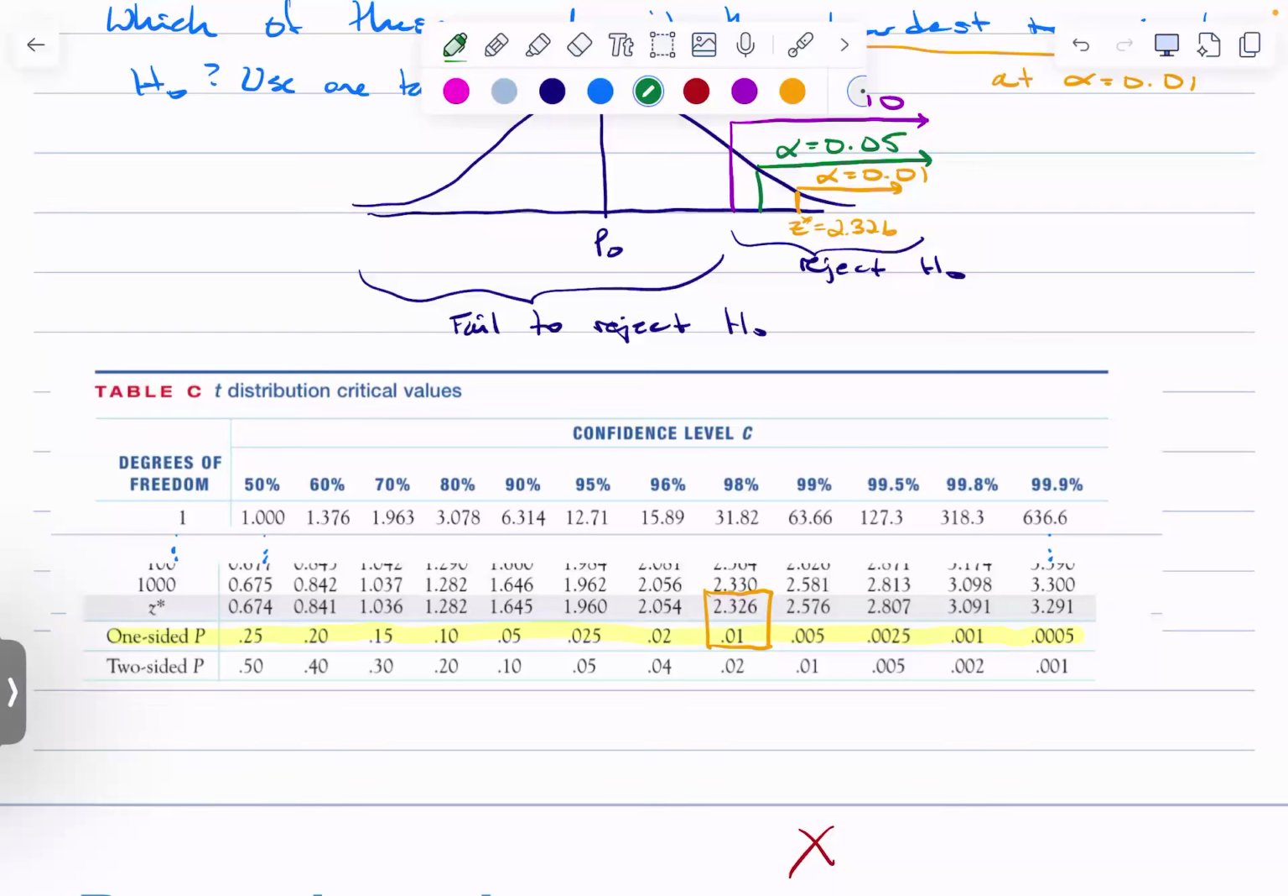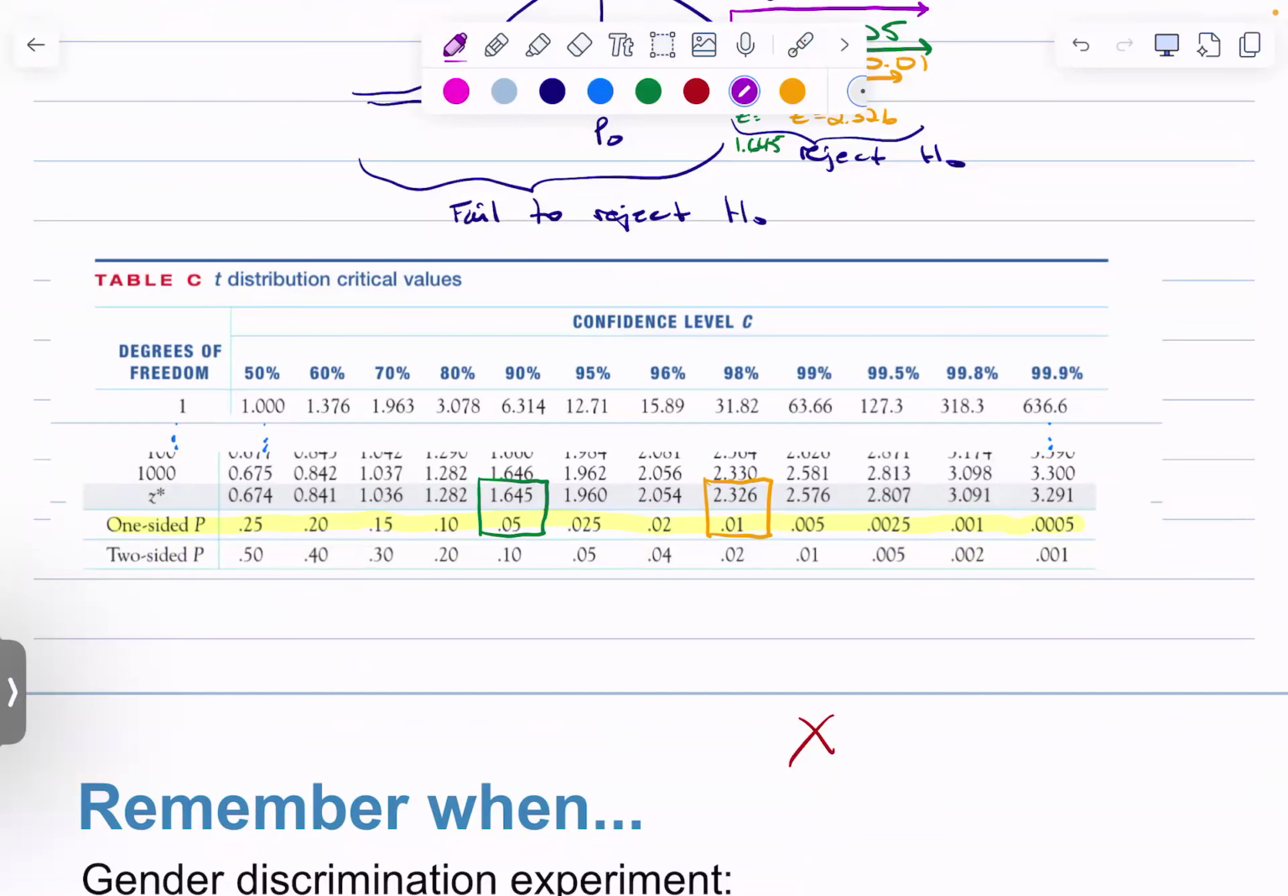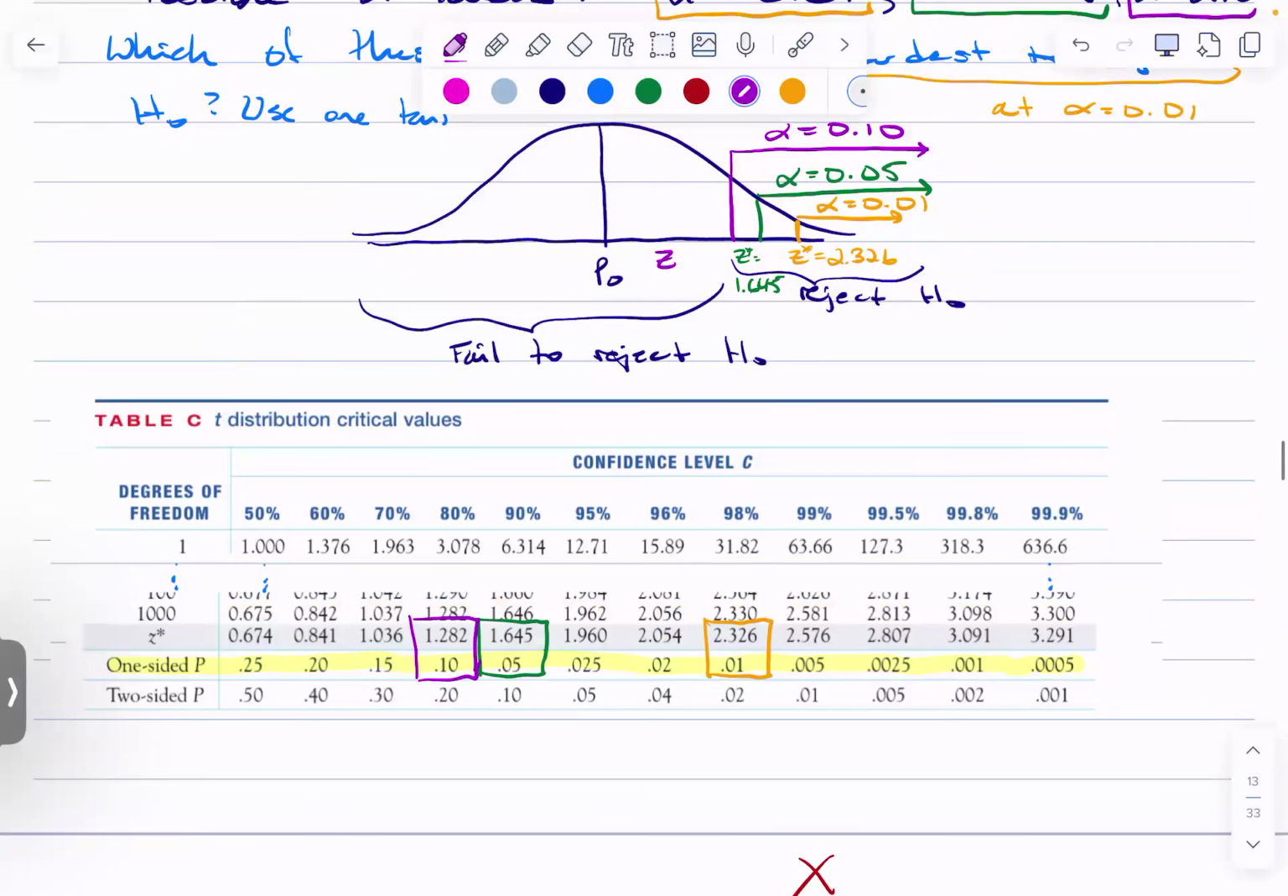What about 0.05? If it's just in one tail, my Z star is 1.645. Back in my day, we had to memorize this line and all the values. I don't think we had to do these first three, but 0.1, Z star is 1.282.